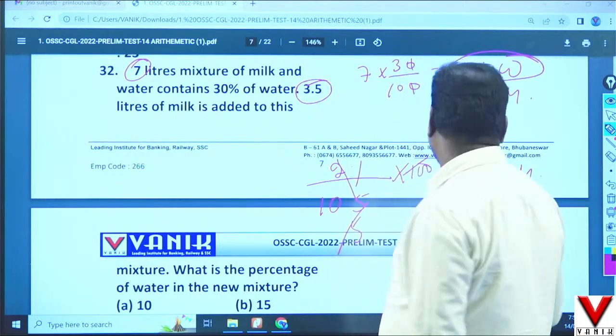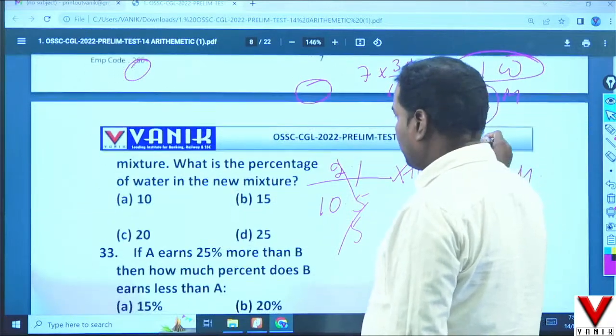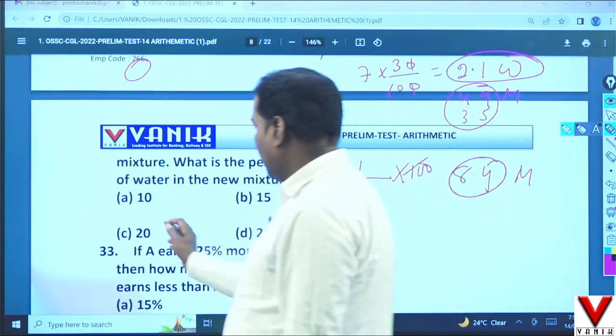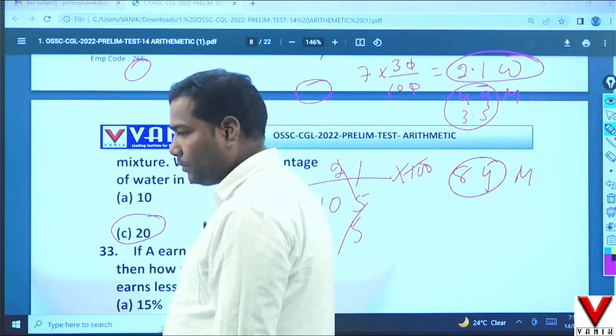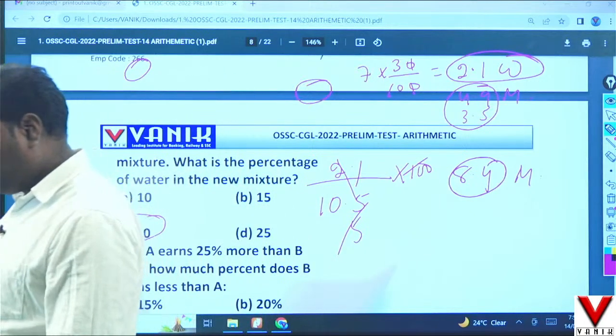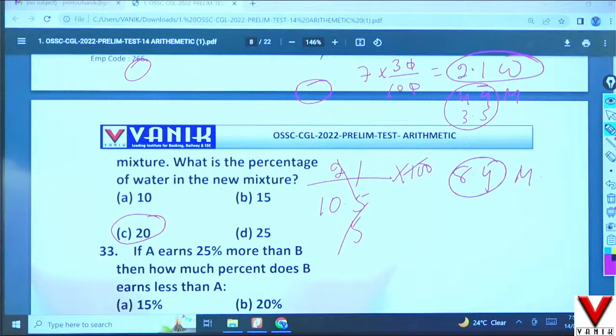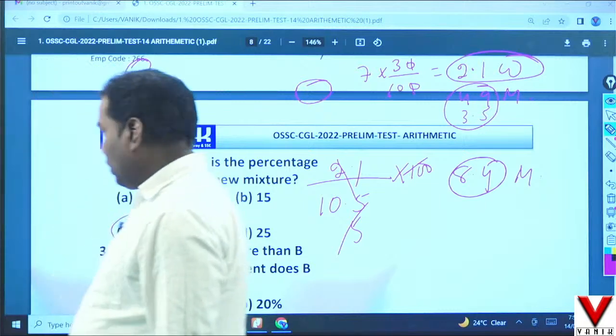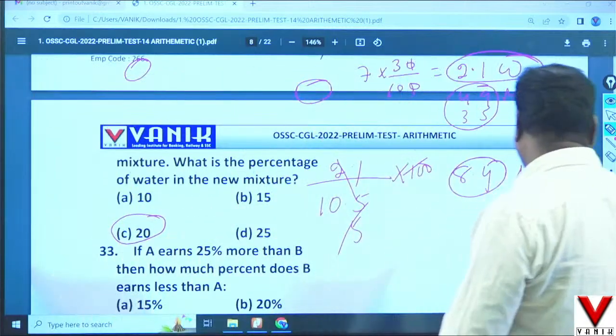It is 20%. Option C is our correct answer. Question 32, answer C. Come to the next, number 33.